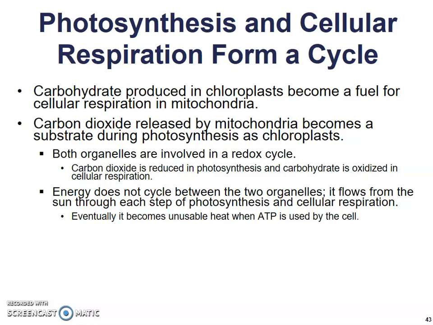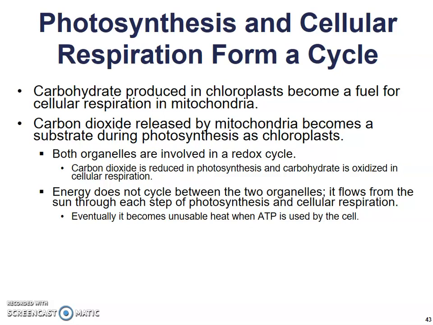Photosynthesis and cellular respiration form a cycle. The carbohydrate produced in chloroplast becomes a fuel for cellular respiration in mitochondria. The carbon dioxide released by mitochondria becomes a substrate during photosynthesis as chloroplasts go through that process. Both organelles are involved in a redox reaction. Carbon dioxide is reduced in photosynthesis, and carbohydrate is oxidized in cellular respiration.